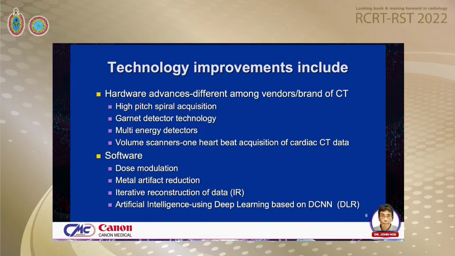The technology improvements we've seen over the last few years include hardware advances and depends on the vendors or the brand of CT you buy. For example, high-pitch spiral acquisition, special new detectors, multi-energy detectors or volume scanners, where you can do one heartbeat acquisition of cardiac CT data. Software improvements have also occurred. There's dose modulation, metal artifact reduction, iterative reconstruction of data, and artificial intelligence, including deep learning based on deep neural networks.